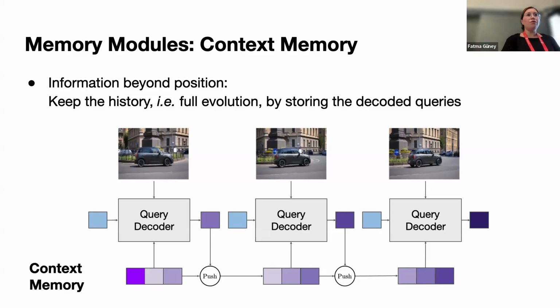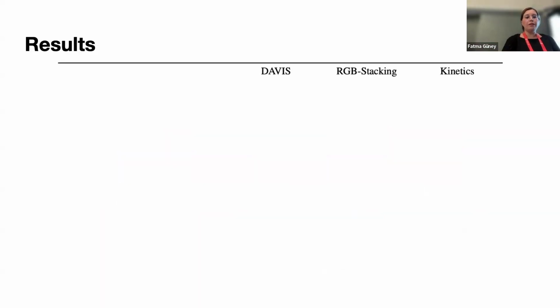Now I want to show you the results, again on TAP-Vid Kubric, which is a synthetic dataset of 11,000 sequences. We have the Davis, 30 real-world videos from the Davis video dataset. We have RGB stacking, a synthetic dataset of 50 videos about robotic manipulation. And then we have Kinetics, which is 1,000 real-world videos. This is a huge table. I want to walk you through it step by step.